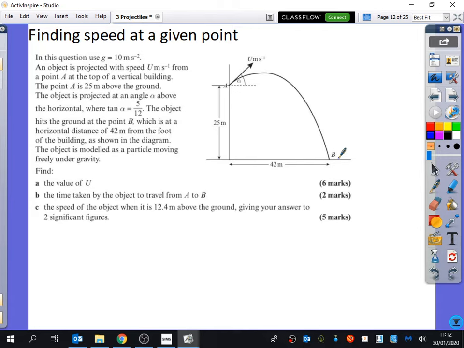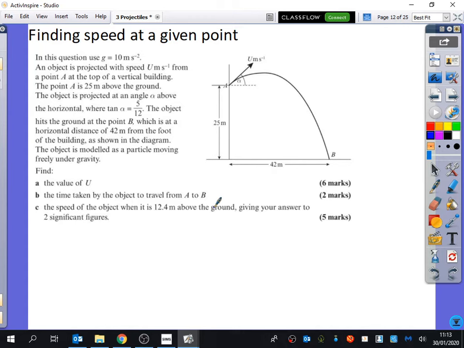Particle meaning we can... What's the modelling of particle? Ignore air resistance, okay? These are always going to be 1 or 2 mark questions in the exam. I'm constantly asking you about them, so you hopefully will just remember them here. We need to find out what the value of u is, then the time taken for the object to travel from A to B, and then the speed of the object when it is 12.4 meters above the ground, giving your answer to 2 significant figures.